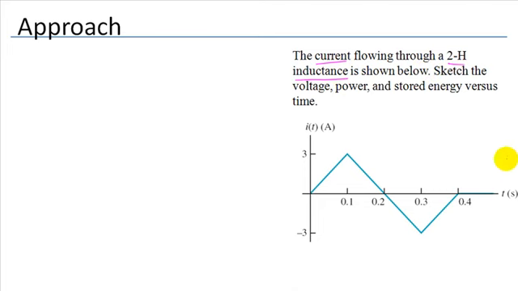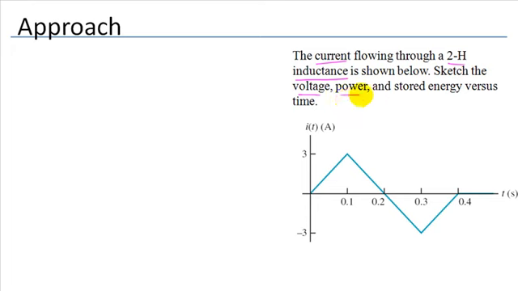We are presented with a waveform trace of the current flowing through a 2 Henry inductor. We see that it starts at 0, climbs linearly up to 3 amps, drops back down to 0, and then goes down to -3 amps, which really just tells us that the current has reversed direction. So it actually reaches the same magnitude of 3 amps again. We see it goes back to 0 and then stays at 0 for some time.